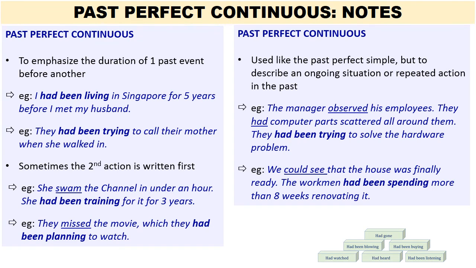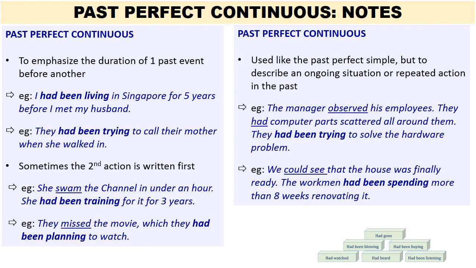Now, in this example, we can see that the first action that had started and had been going on, or had been repeated over time, was the action they had been trying. And then the manager came in and he observed them, and they had the parts scattered everywhere. So observed and had are both in the past simple tense. Had been trying, because it refers to an ongoing situation, is written in the past perfect continuous tense.